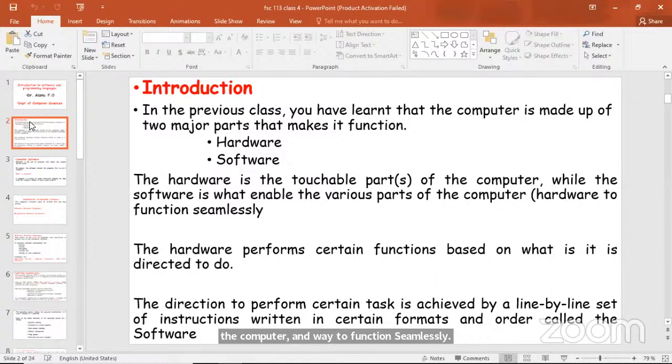The hardware performs certain functions based on what it is directed to do, and this direction is given by the software. The direction to perform certain tasks is achieved by a line-by-line set of instructions written in certain formats and order called the software. So what we'll be looking at generally today is the software, which controls the workings of the hardware. Of course, they work in tandem, together, to form the working parts of the computer.